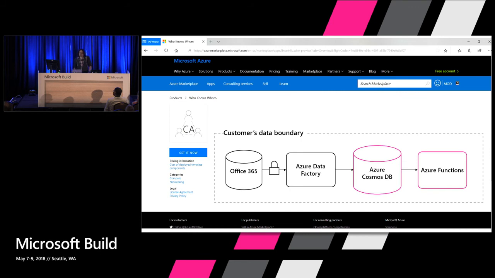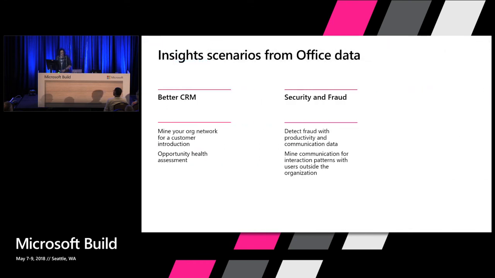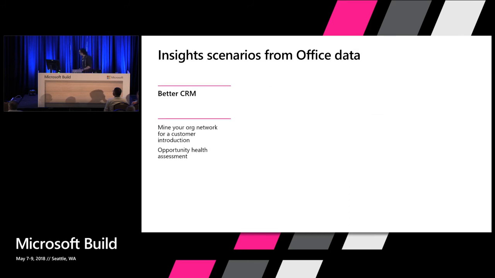So let's talk about some scenarios. We talked about Harmony and the topic understanding of the entire organization. We talked about Limeade and the understanding of employee well-being across the organization and making specific suggestions. Let's talk about a few other categories. We hear these ones from customers all the time. Better customer relationship management, security and fraud, optimize your organization, intelligent workflows within Office 365.